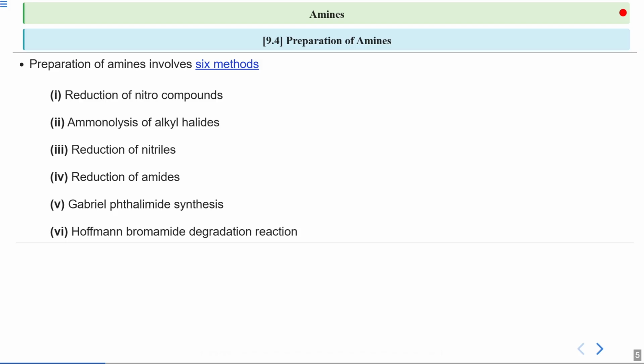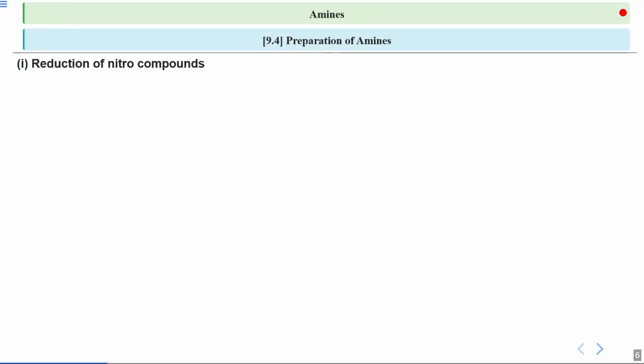Okay, so right now I just told you about what we are going to study in these 6 reactions. Now one by one, let us discuss all these reactions in details. First, we are starting with reduction of nitro compounds. Okay. So see how nitro compounds, they can be converted to amines. Okay. So this process is called reduction.